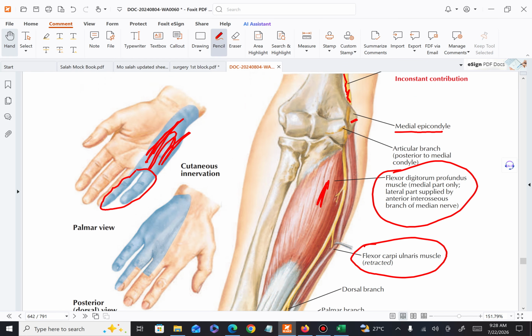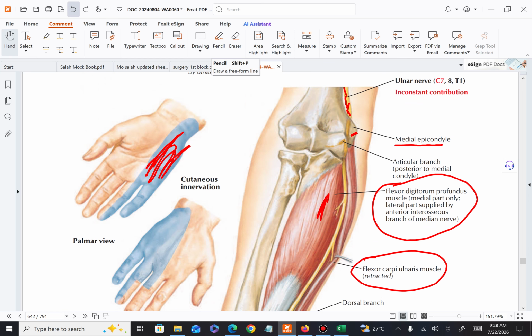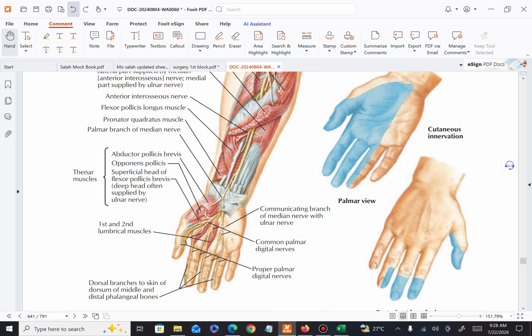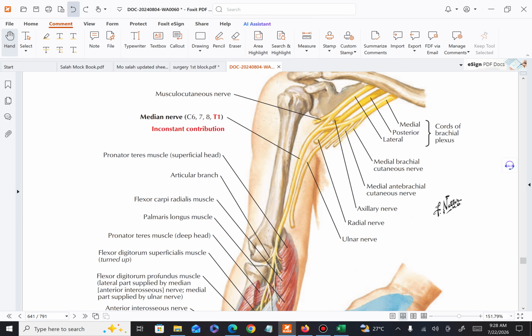So this is about the cutaneous supply and the muscular supply of the ulnar nerve, which originates from the medial cord of the brachial plexus. This is the medial cord of the brachial plexus, and this is the ulnar nerve.